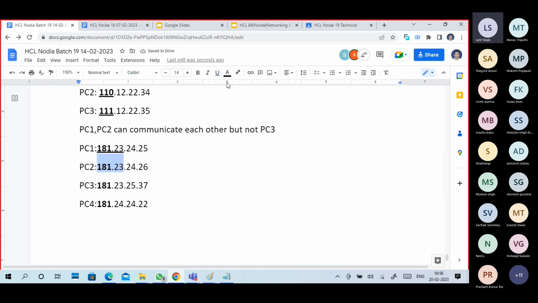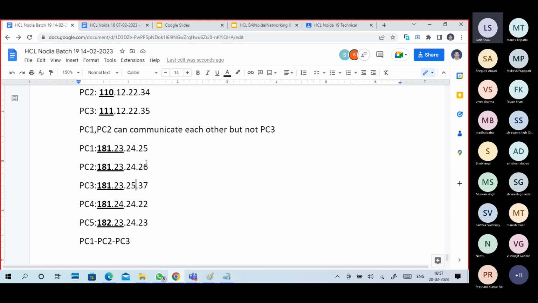Okay. And this is also the same. Okay, here 24, 24, but here it's 25. It is 25, 26, 37. And what happened to this? 24. Okay. So of course I will add one more. This is also the same, must be identified. This is the network function. So which devices will communicate with each other? PC1 to PC2 and PC3 communication is there.